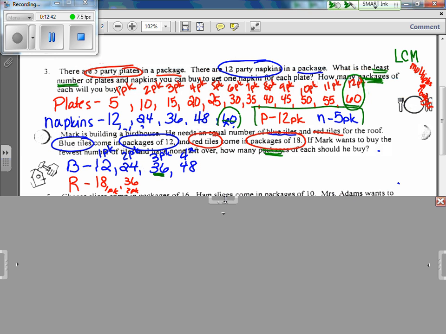So I'm going to stop because I see that I have a common number. I notice 36 and 36 are the same. And they're the least because it's the first time I'm seeing a common number. But again, go back. They asked for packages. So my answer can't be 36 because then I'm saying I'm buying 36 packages of each. My answer needs to be that for my blue tiles, I bought 3 packages, and for my red tiles, I'm buying 2 packages. So just be careful that you're going back and answering the question.